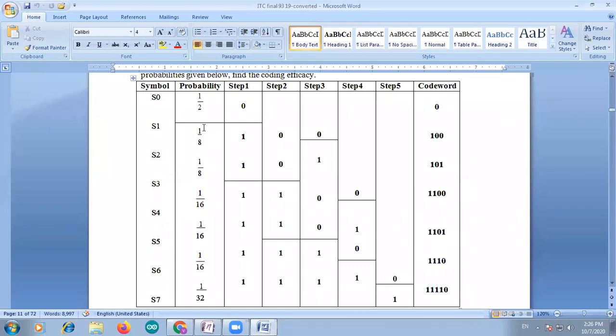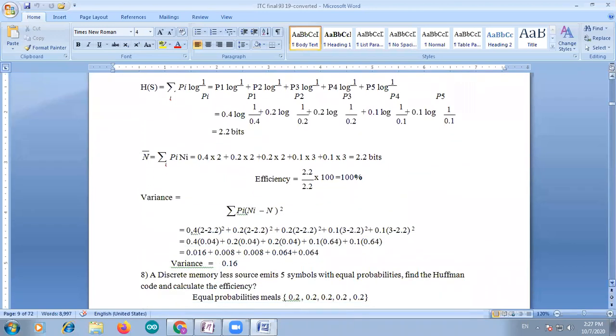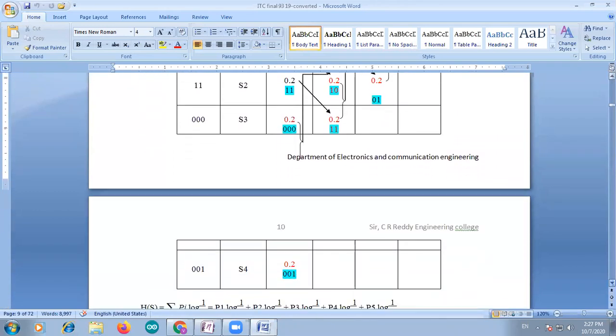Now, in that, S0 is assigned as 0, S1 is assigned as 100, S2 is assigned as 101, S3 is assigned as 1100, S4 is assigned as 101, S5 is assigned as 110, S6 as 11110. Okay. So it is a Shannon-Fano code.